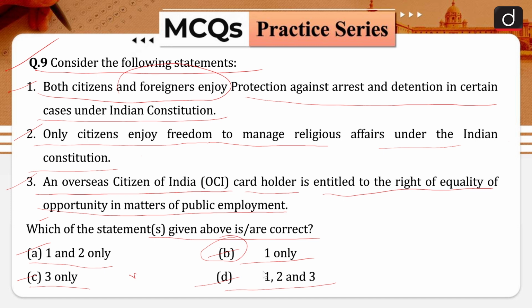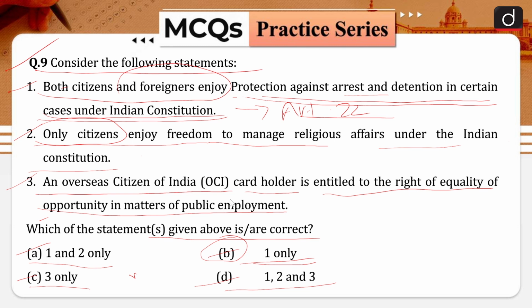So your correct answer is going to be option B, 1 only, that both citizens and foreigners enjoy protection against arrest and detention in certain cases in the Indian Constitution, and this has been mentioned under Article 22 of our Indian Constitution. Under Article 26 of the Indian Constitution, both foreigners and citizens enjoy freedom to manage their religious affairs, and that is why statement 2 is not correct. It is not applicable only to the citizens, it is applicable to both citizens and non-citizens.